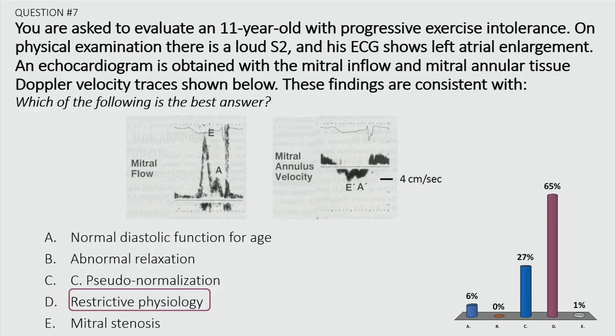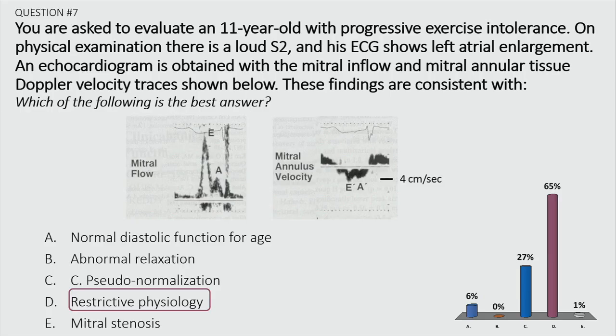Abnormal relaxation, for that phase, we typically would see the E wave less than the A wave. You might still see a decreased E prime in that setting, but probably not this decreased. Pseudonormalization is a reasonable thought. However, the E to A ratio is too high to account for that. And so that's why D, the restrictive physiology, which has the E to A ratio here, which is clearly greater than 2, is the better answer.